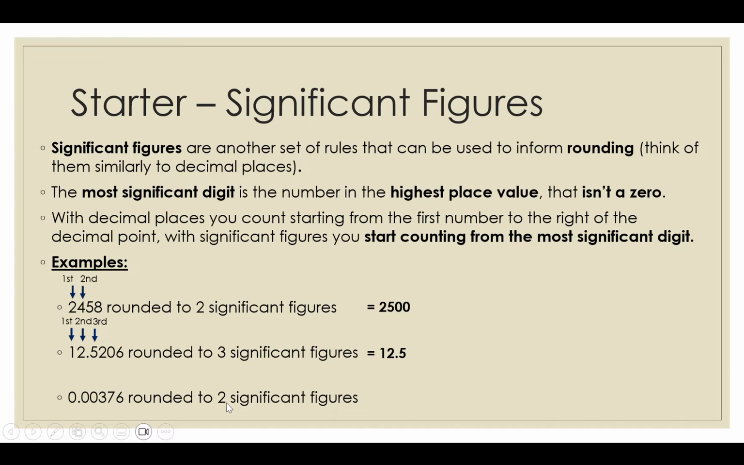Next one, rounding to 2 significant figures. All of these zeros at the start are non-significant, so we don't reach a significant figure until the 3. Then we have the 7, so we're rounding the 7, and that will round up to an 8. Keep the zeros at the start.